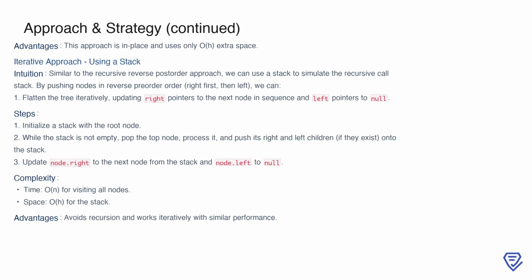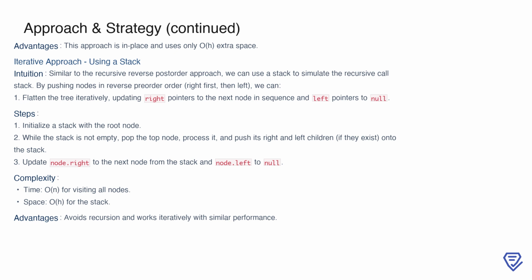One of the advantages of the recursive approach is its in-place nature, which uses only O(h) extra space for the recursion stack. However, if we want to avoid recursion altogether, we can use an iterative approach with a stack. This method is conceptually similar to the recursive approach but relies on an explicit stack to simulate the call stack. The key idea is to flatten the tree iteratively by pushing nodes in reverse preorder order, which means pushing the right child first, then the left child. This ensures that the left child is processed before the right, maintaining the desired order.